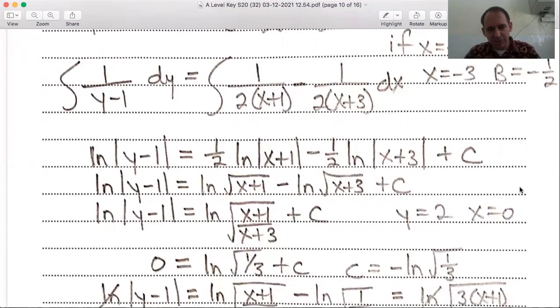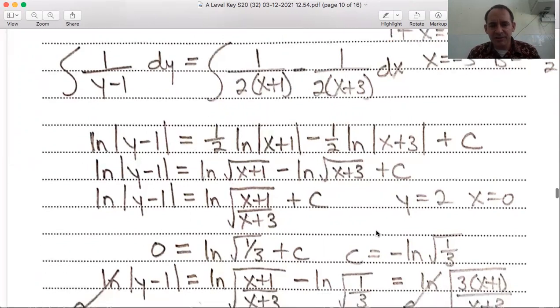Now I'm going to clean it up a little bit by taking the 1/2 and making it the exponent, which, when you have 1/2 as an exponent, is the same thing as a radical. So these 1/2s become the radical of the argument.